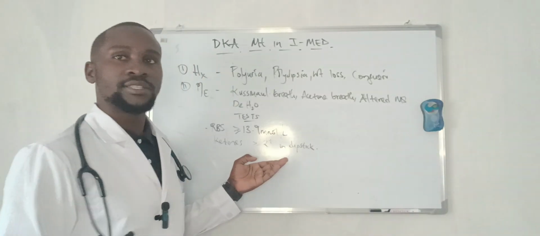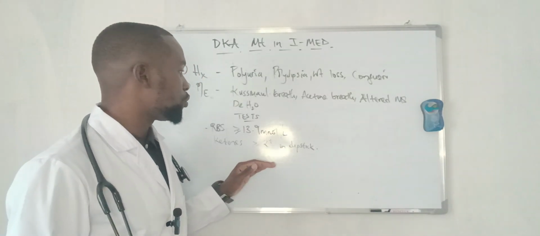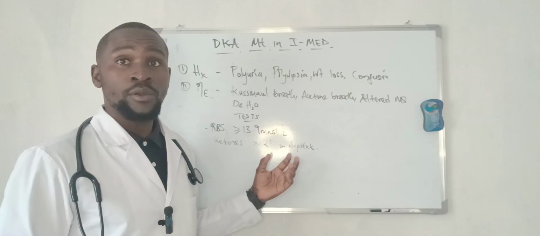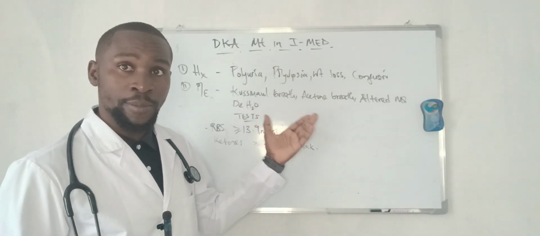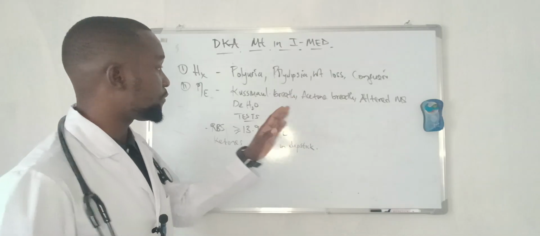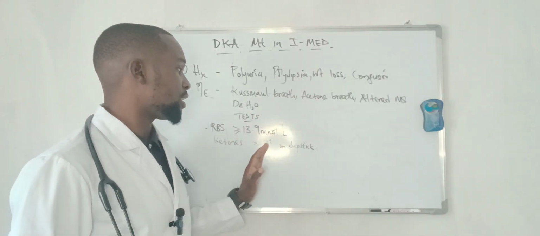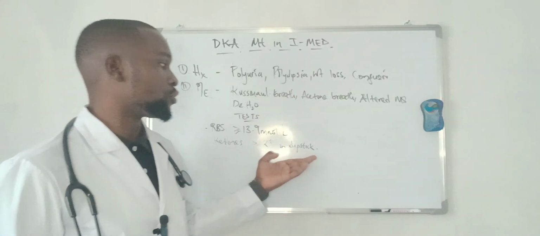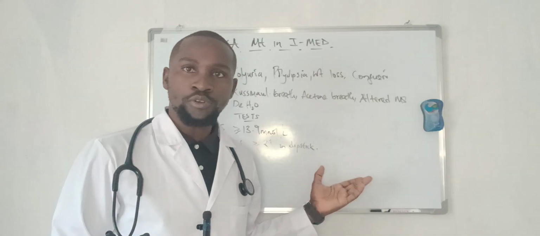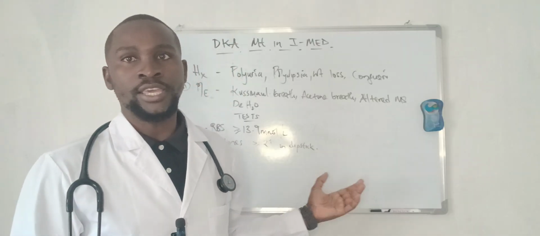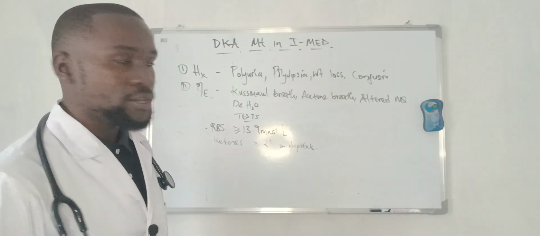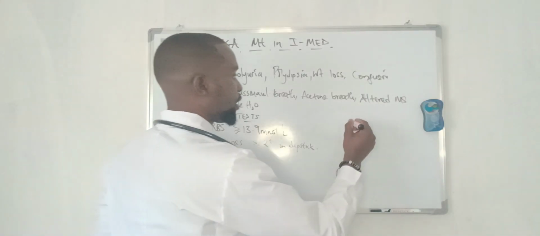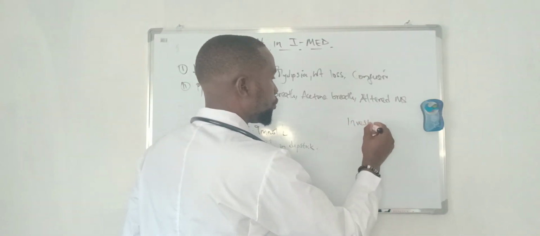So this now gives you a confirmation. In the presence of these symptoms, these findings on my physical examination, an RBS of 13.9 or more and ketones greater than or equal to 2+ on dipstick, this is probably me dealing with DKA. After that, you are going to order for your investigations. So what investigations do you order for?